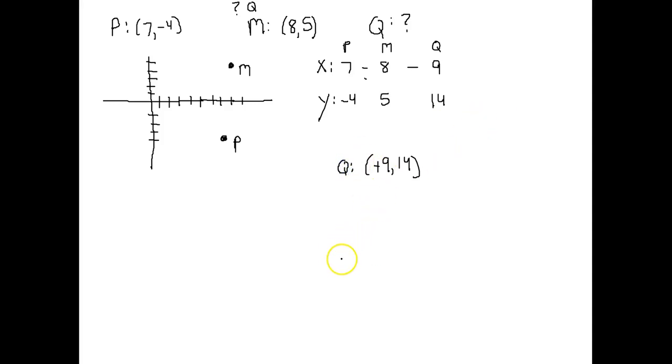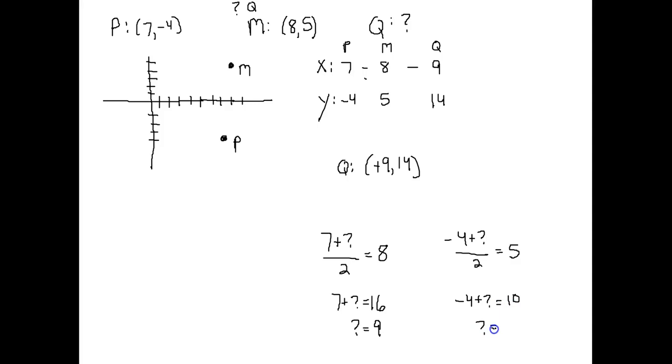Well, if you think about it too, you're thinking about 7 plus what, divided by 2, would equal 8, and -4 plus what, divided by 2, would equal 5. Because midpoint is the averages. It's the x's added up divided by 2, and the y's added up divided by 2. Well, 7 plus what divided by 2 is 8. So 7 plus what equals 16. So what would have to be 9. -4 plus what divided by 2 is 5. So -4 plus what would have to equal 10. So the what would have to equal 14.